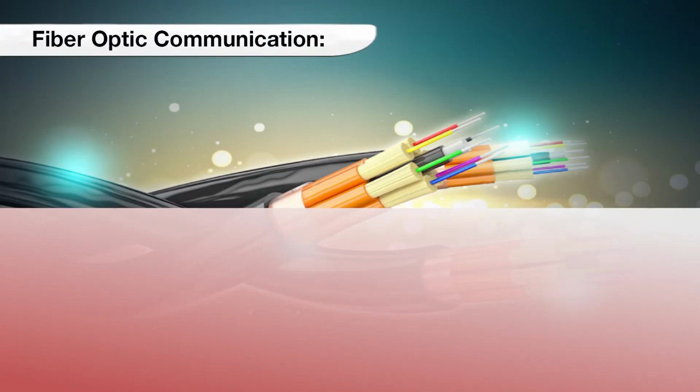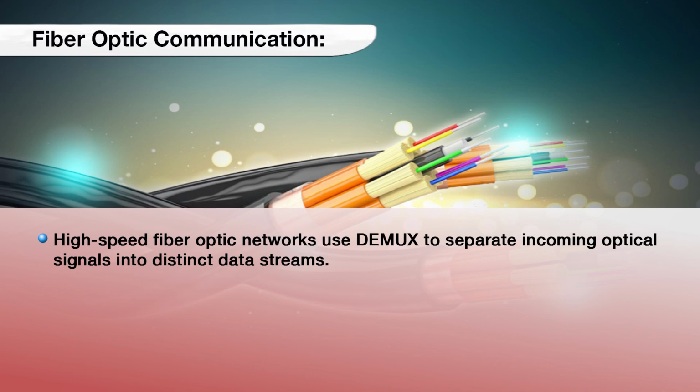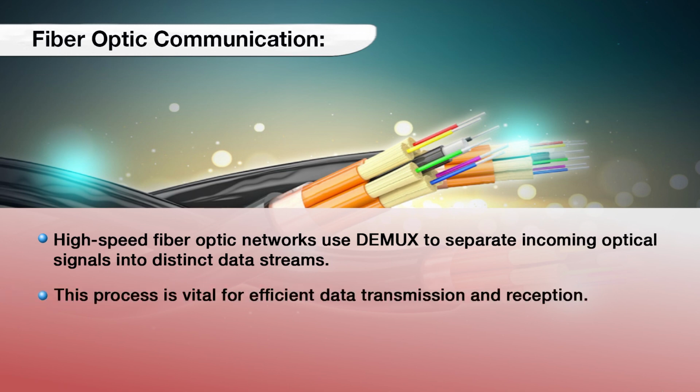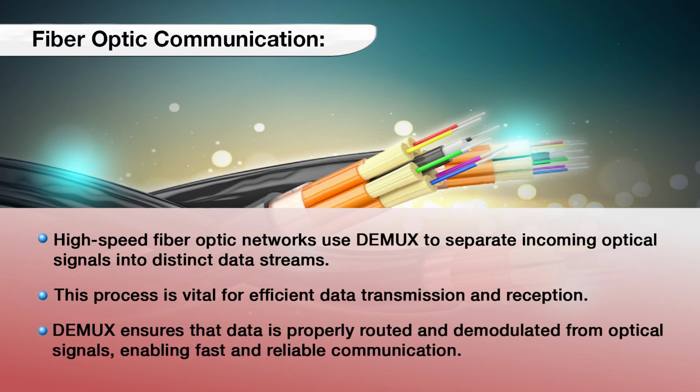Fiber optic communication. High-speed fiber optic networks use demultiplexers to separate the incoming optical signal into distinct data streams. This process is vital for efficient data transmission and reception. The demultiplexer ensures that data is properly routed and demodulated from the optical signals, enabling fast and reliable communication.